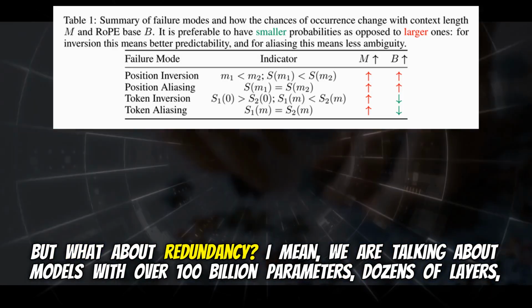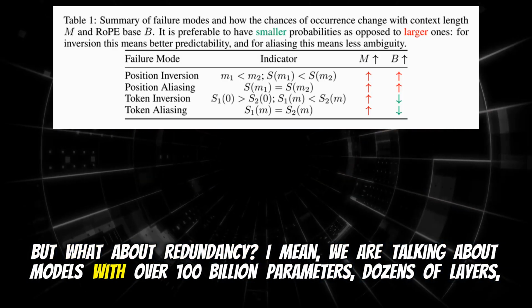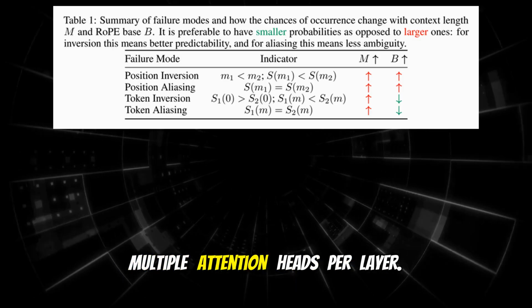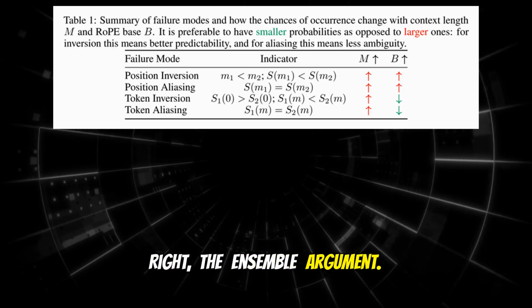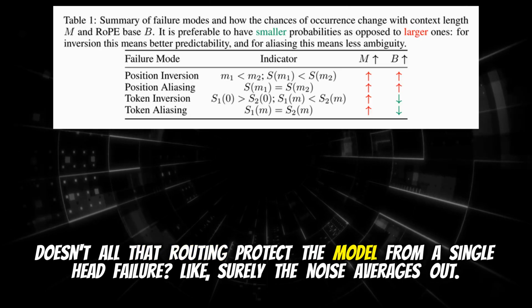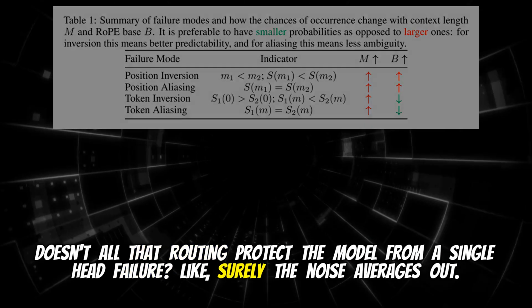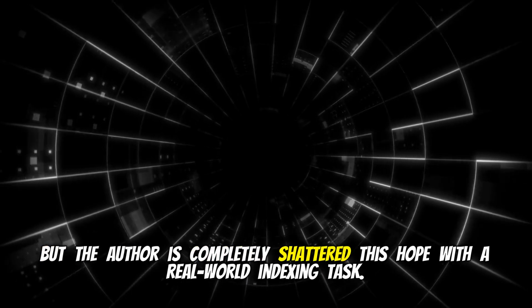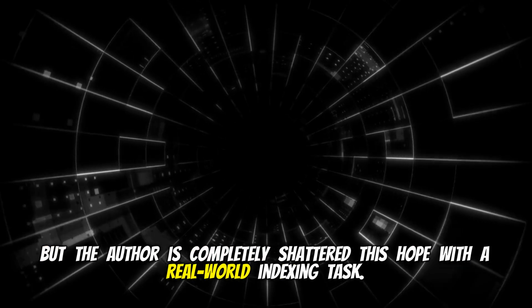But what about redundancy? I mean, we are talking about models with over 100 billion parameters, dozens of layers, multiple attention heads per layer. Right, the ensemble argument. Doesn't all that routing protect the model from a single head failure? Like, surely the noise averages out. You would hope so. But the authors completely shatter this hope with a real-world indexing task.